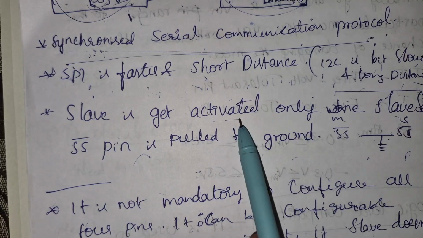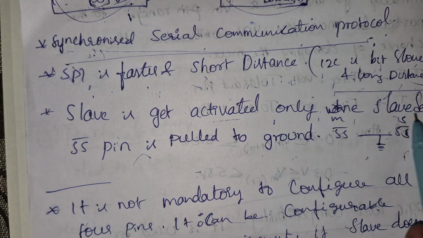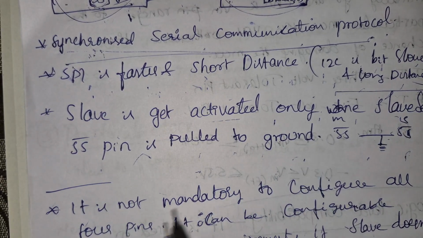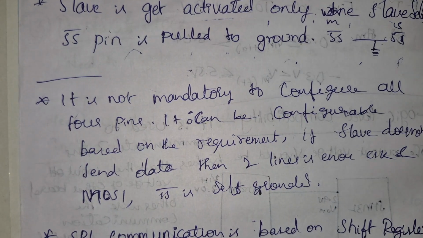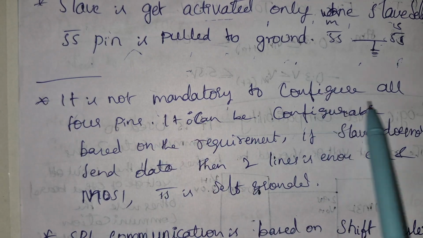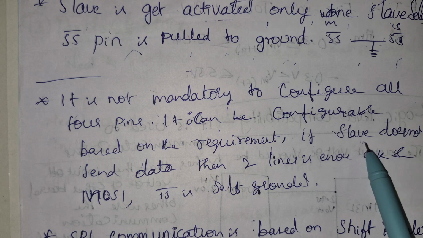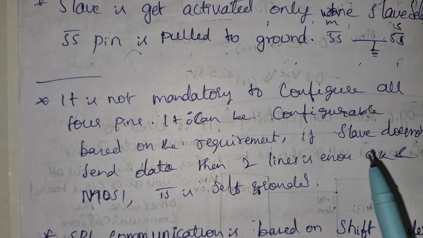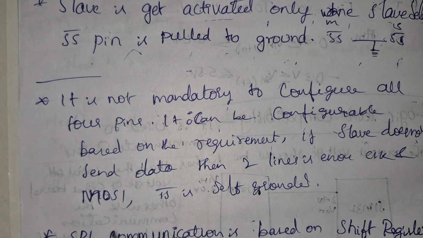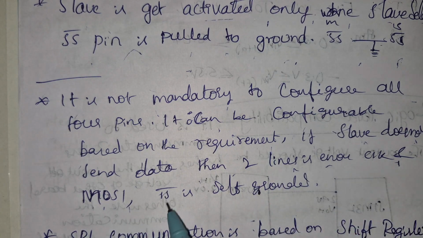And the slave is activated only when the slave select pin is pulled to ground. And we have 4 pins, right? It is not mandatory to configure all 4 pins. It can be configured based on the requirement. If the slave doesn't need to send data to the master, then 3 lines are enough: MOSI, slave select and clock.